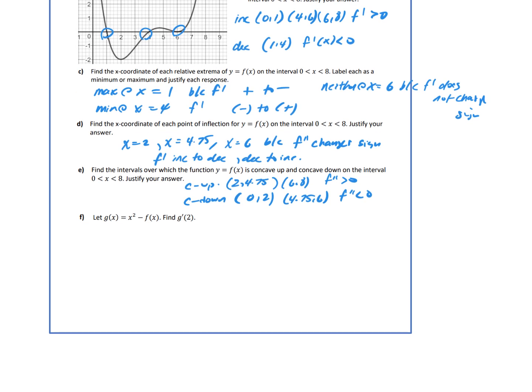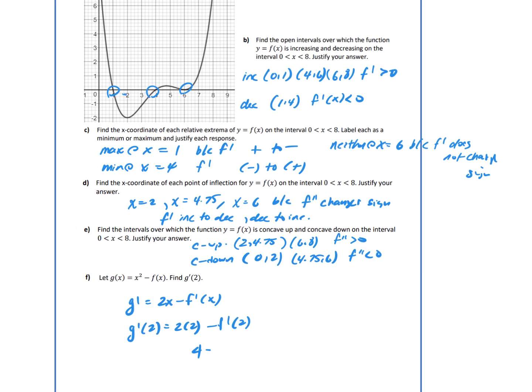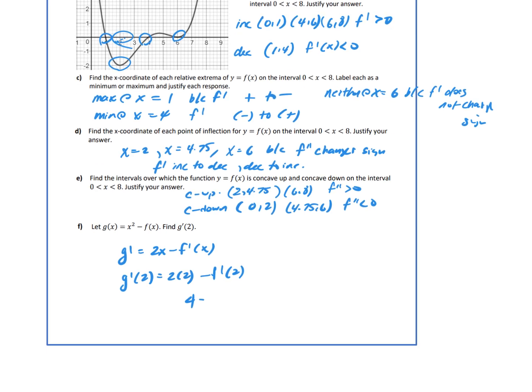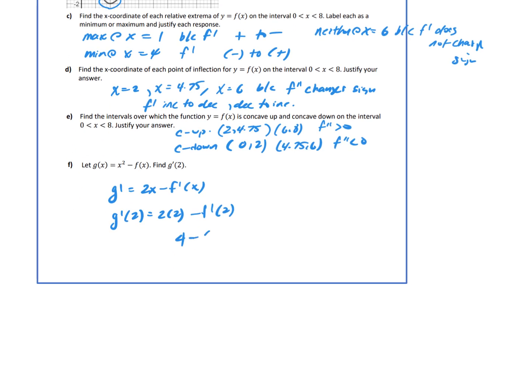Now they want us to find the derivative, so we've got g prime, so it's 2x minus f prime of x. We want this at 2. So it's going to be 2 times 2 minus f prime of 2. So 4 minus f prime of 2. I'm going to look at the graph. I'm looking at 2. So at 2, it's negative 2. So minus a negative 2, which is 6.